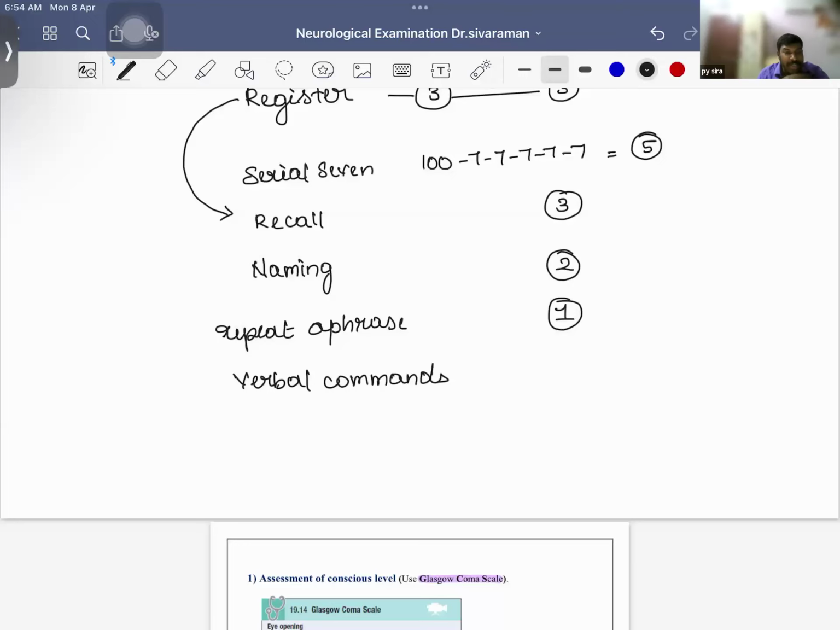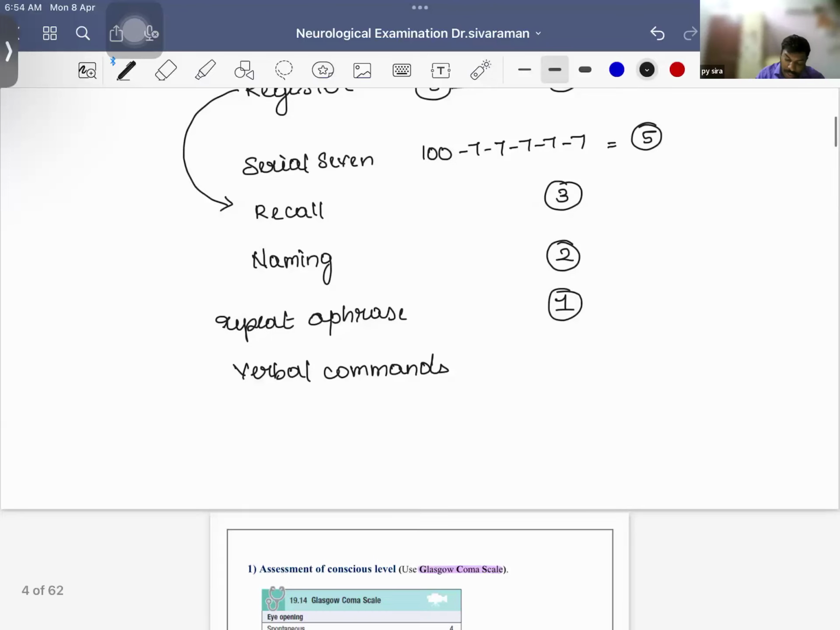Okay, verbal commands: you tell the patient to take the paper, fold it in half and put it on the floor. If he is able to do the sequence of actions, then the score is 3. You can also go for written commands, where it is written on a paper, "close the eyes." Then the score is 1.